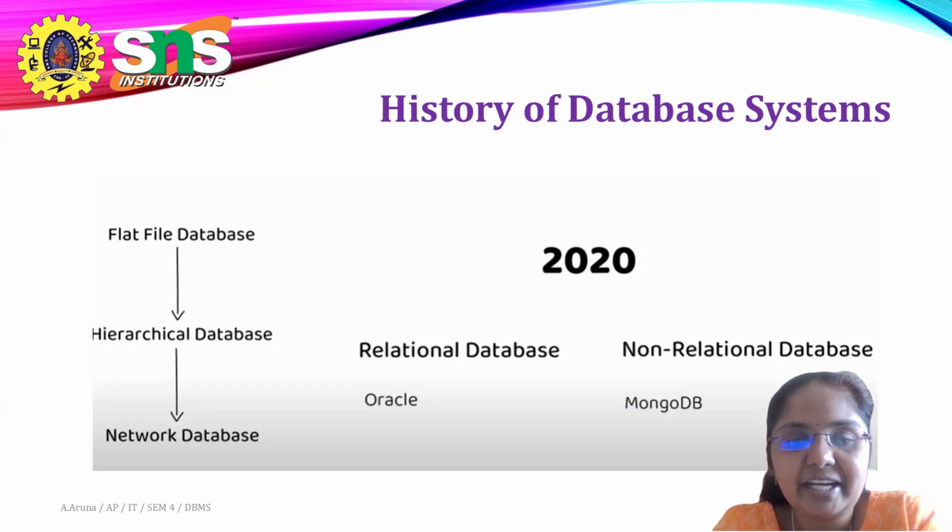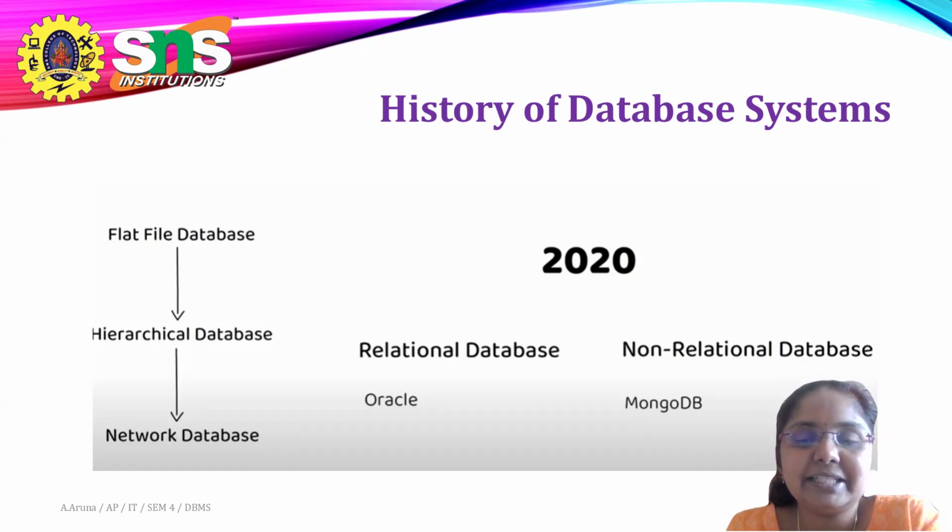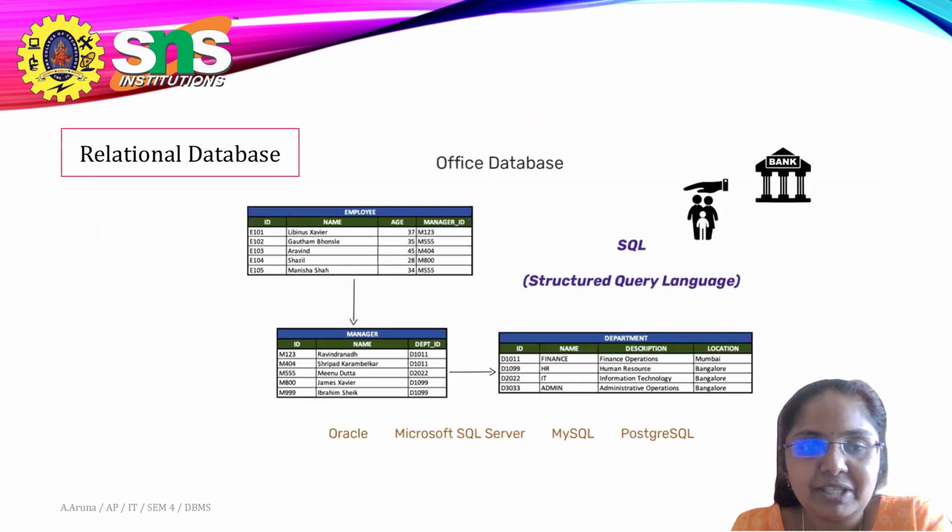For the relational database, normally we use Oracle as the software. For the non-relational database, it is MongoDB. These are the two mainly used in industry nowadays. The relational database uses SQL, the structured query language. For that, we can use Oracle, MySQL, Microsoft SQL Server or PostgreSQL. So majorly these are the ones the industry uses.